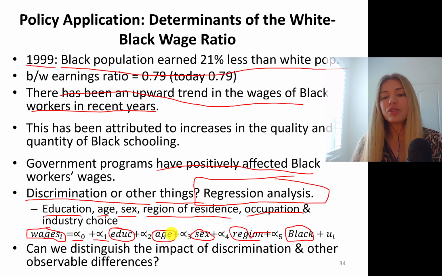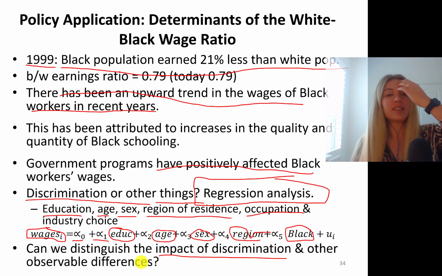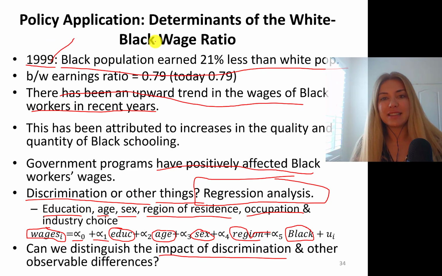So can we distinguish the impact of discrimination and other observable differences? So maybe there's no discrimination. I'm not saying it. Maybe discrimination is limited. So is there basically discrimination? Okay, we cannot deny it. However, it varies by regions. It varies by the level of education, and so on and so forth. But look at this.